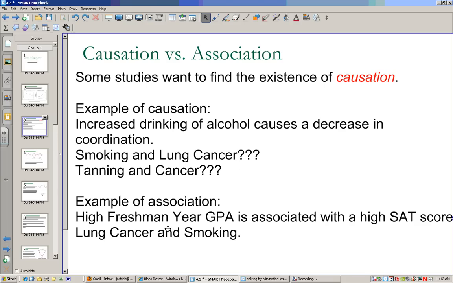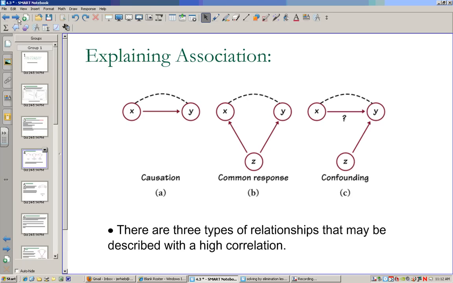Now, here an example of association is high freshman GPA is associated with high SAT scores, or lung cancer and smoking. We know that there's an association, but it's hard to tell if one causes the other. Now, there's three types of associations that we're going to look at. One is causation, where one thing causes another thing to change.